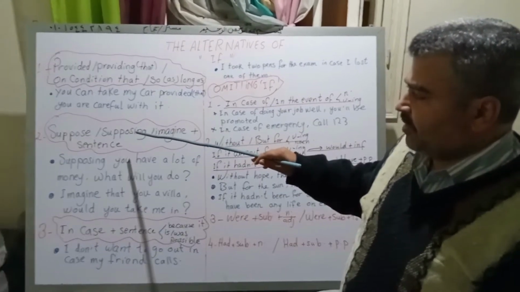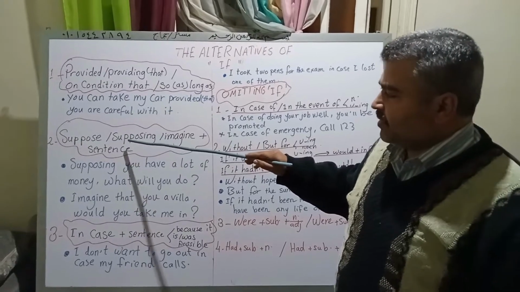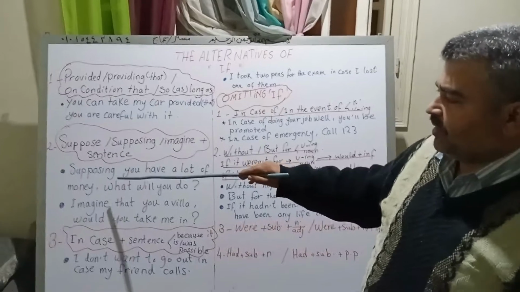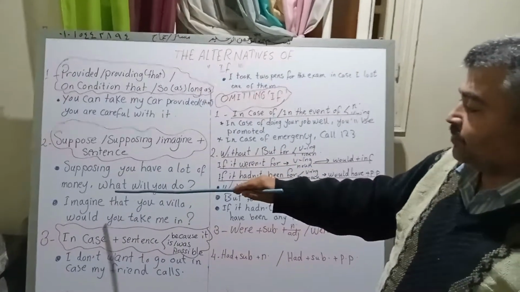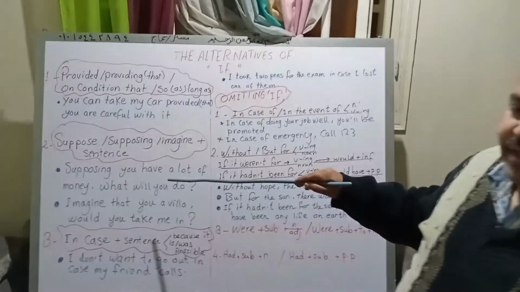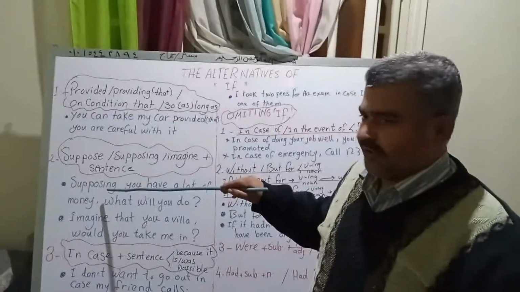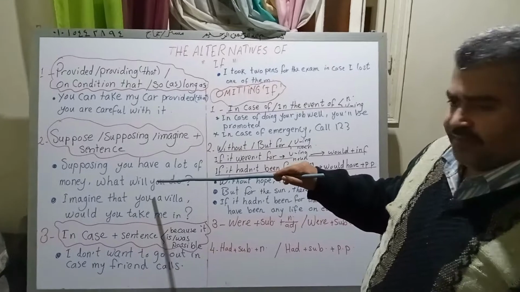These words mean in Arabic "افترض" or "هب أن". In these sentences, the main clause should be a question. Look at the first example. Supposing you have a lot of money, what will you do? Here, I suppose you might have a lot of money. Perhaps you have a lot of money. What will you do with it?